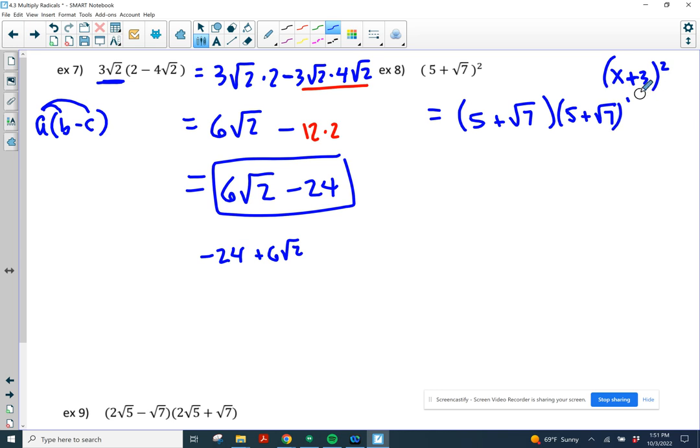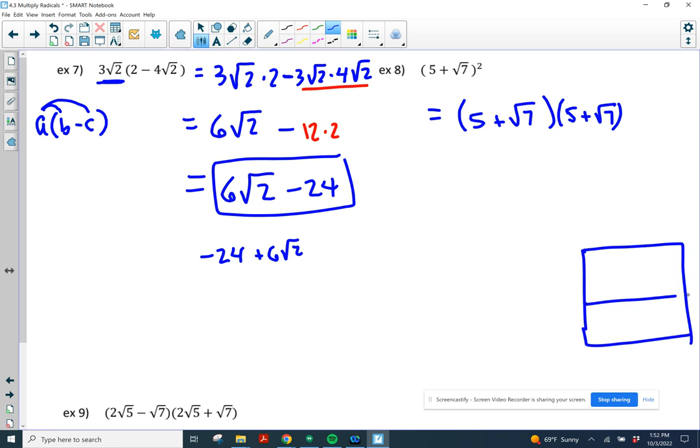Okay? So what I'm going to do is use the box method. You can use the distributive property. If you like the distributive property, use it. Or you can use the box. I'm going to use the box. I'll remind you how this goes. So we're going to set it up to do multiplication. So we're multiplying 5 plus the square root of 7 with another 5 plus the square root of 7. And we're creating a multiplication table.